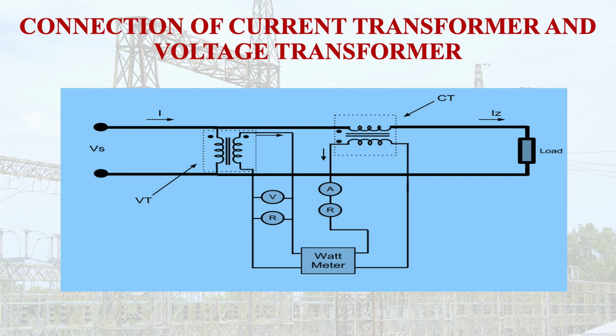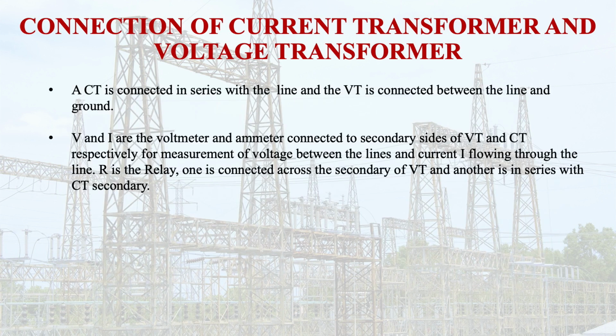And similarly, you can see here that the relays are connected. You can see that R is indicating the relay. So this is connected across the secondary of the voltage transformer, and another is connected in the secondary of the current transformer, where it is connected in the series of the secondary winding.